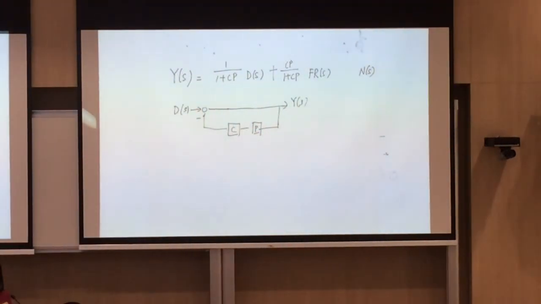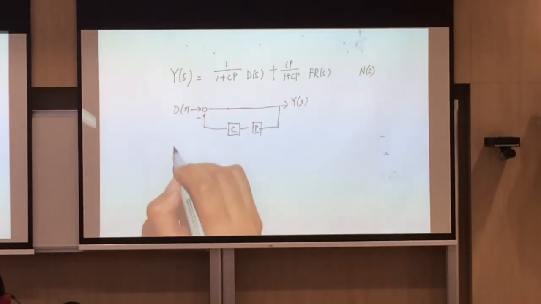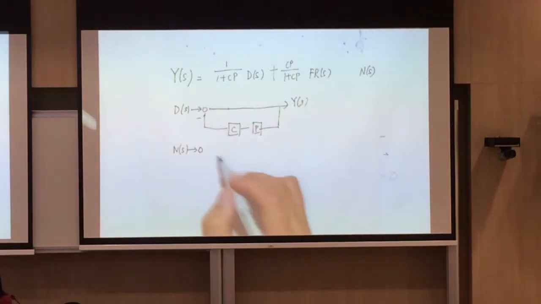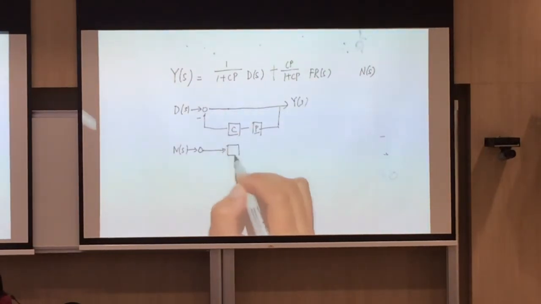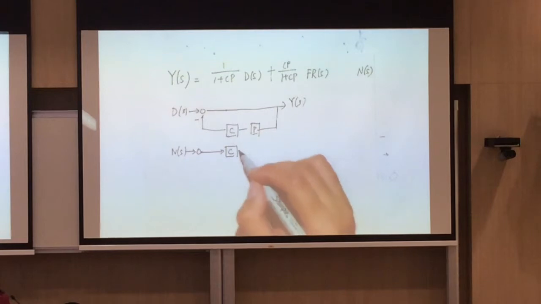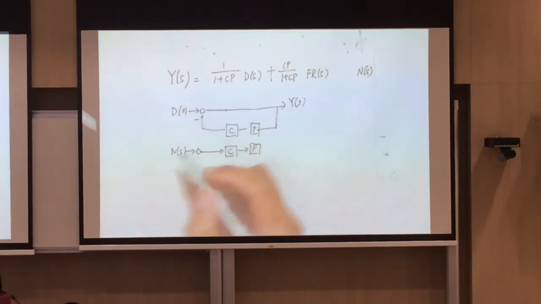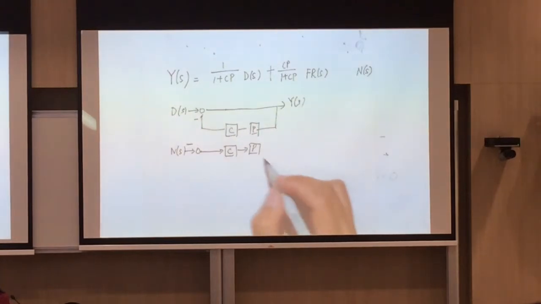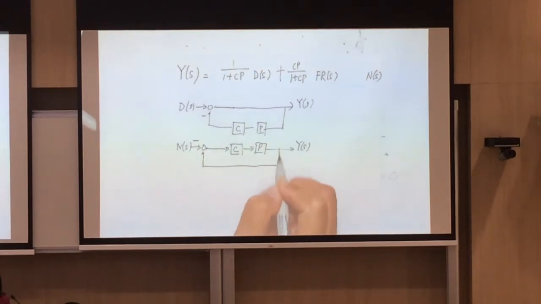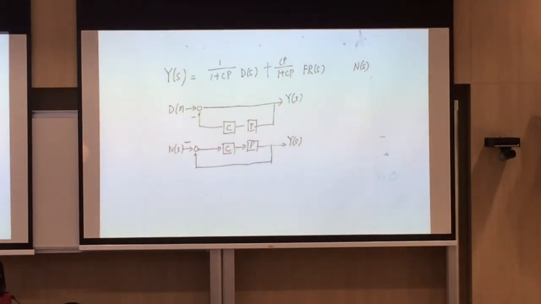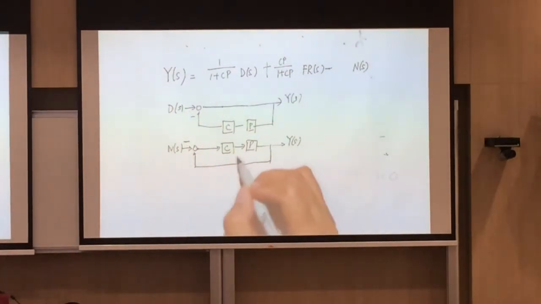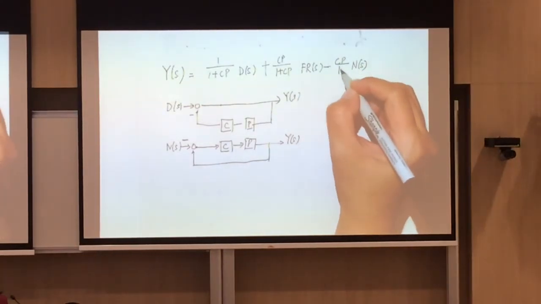Measurement noise, N. On the measurement noise, we go all the way round to Y, it will pass by C and P. We also pass by a negative sign. So we have a negative sign because of this negative sign. CP over 1 plus CP.